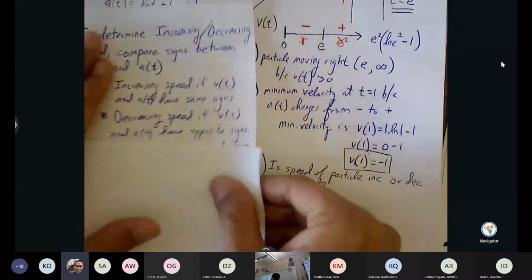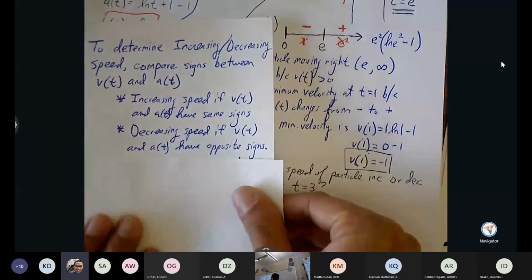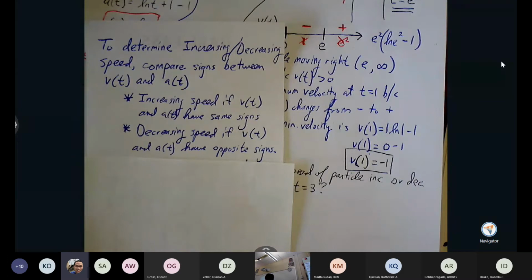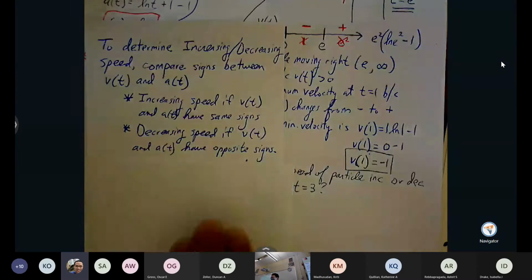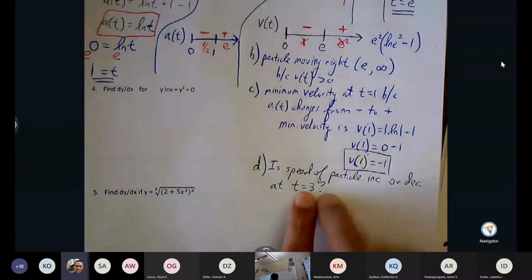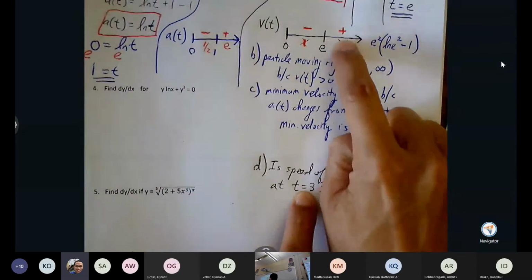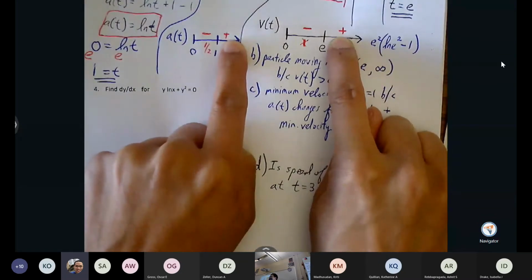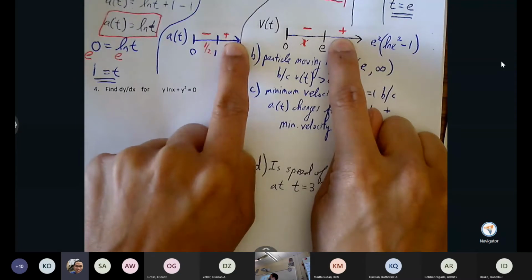Okay. So I'm going to include this on the summary sheet that you guys can print out. But yeah, to determine increasing and decreasing speed, we compare signs between velocity and acceleration. If they both have the same signs, either both positive or both negative, increasing speed. If one is negative and the other is positive, then decreasing speed. So let's use that knowledge to help us make our conclusion. So 3 is to the right of e, so we're looking at the sign here. And 3 is to the right of 1, we're looking at the sign here. What do you notice? Both positive, therefore speed is increasing.